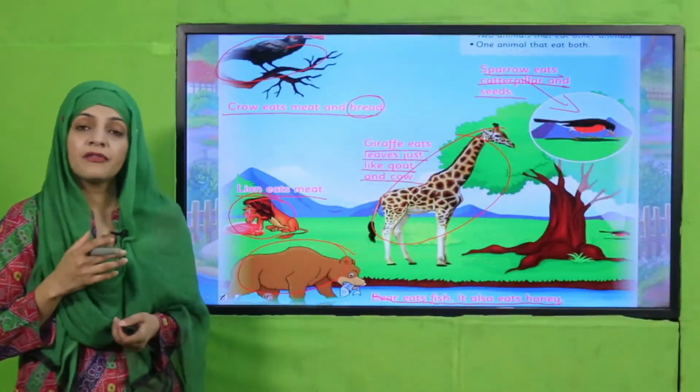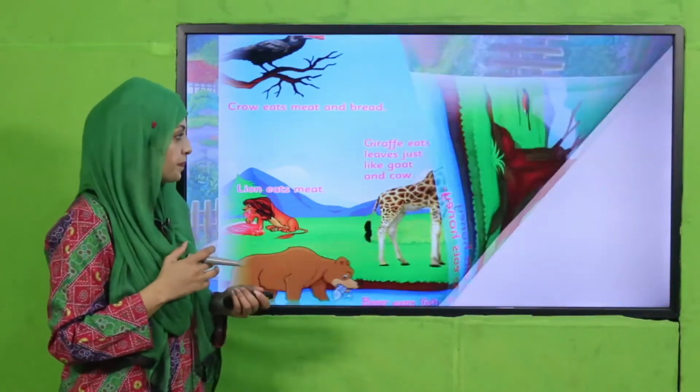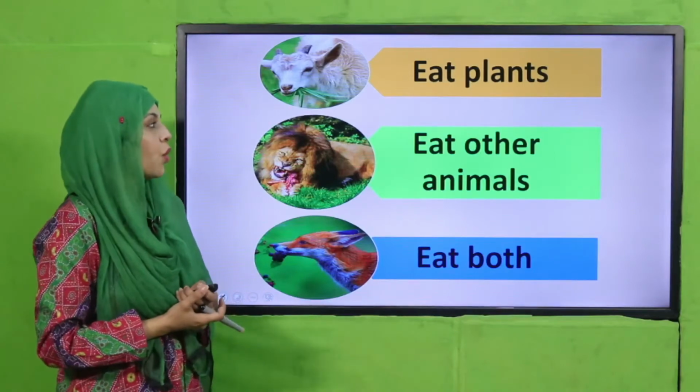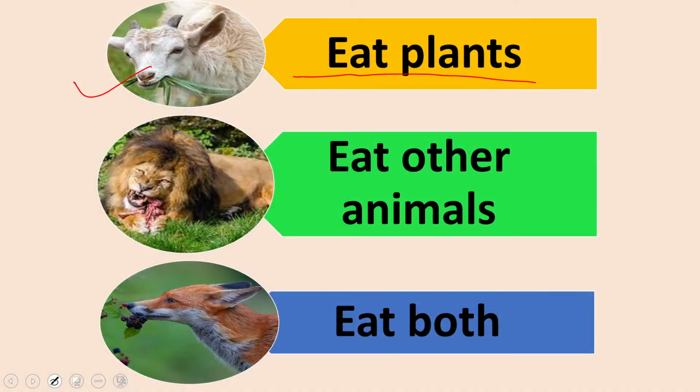So these are different eating habits of animals. So goat eats plants, lion eats other animals, fox eats both.